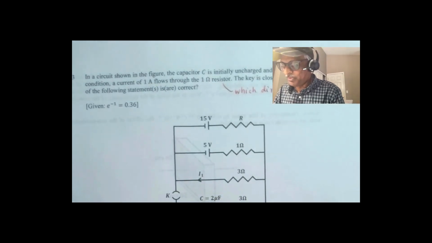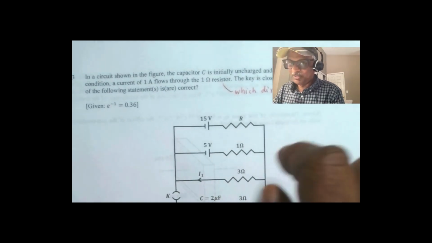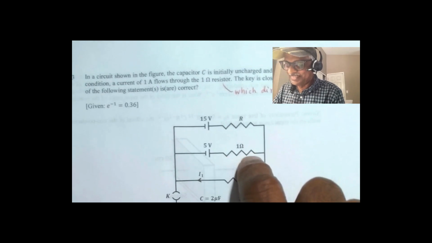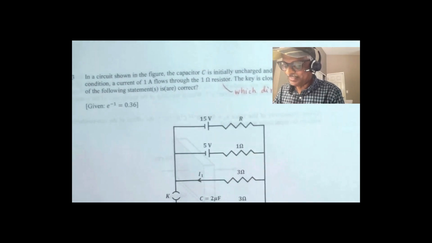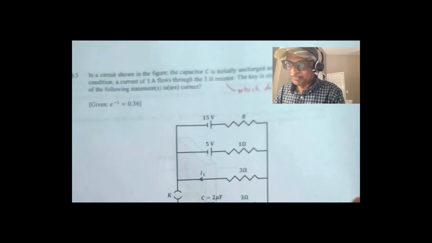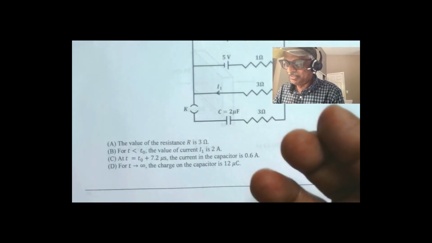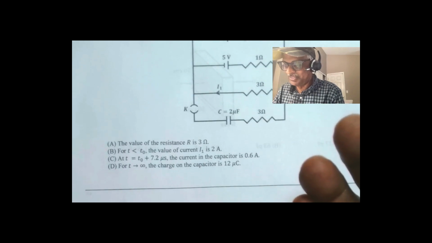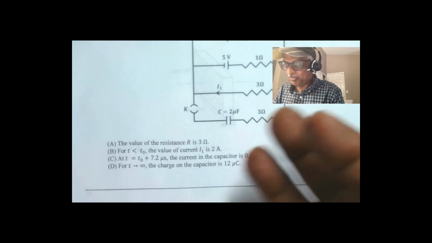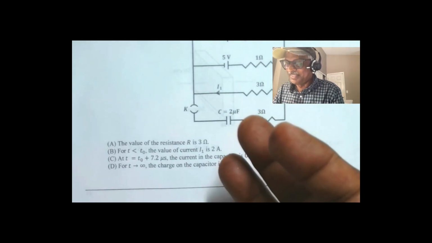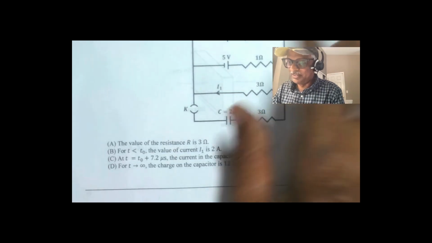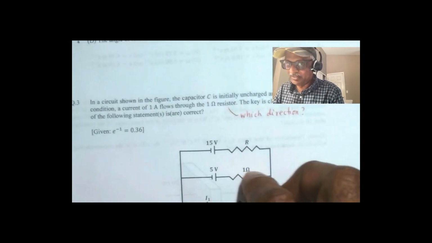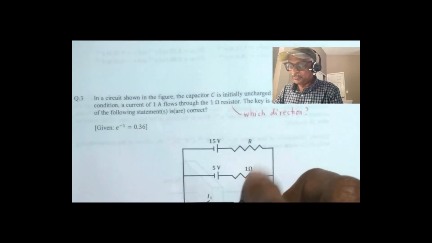So if you assume the current is flowing this way and you work out some of the answers here, especially a couple of them, you're not getting the right answer somehow. You probably have to redo it the other way. Okay, so let me show you.